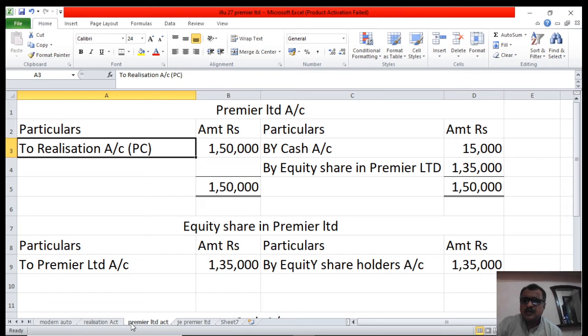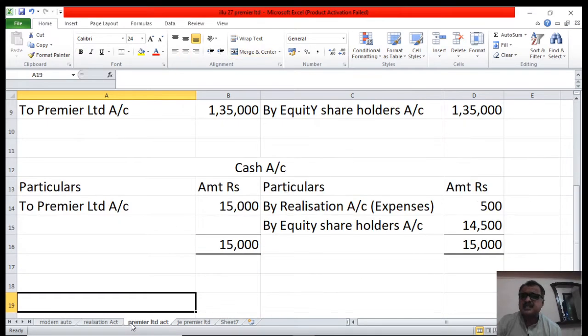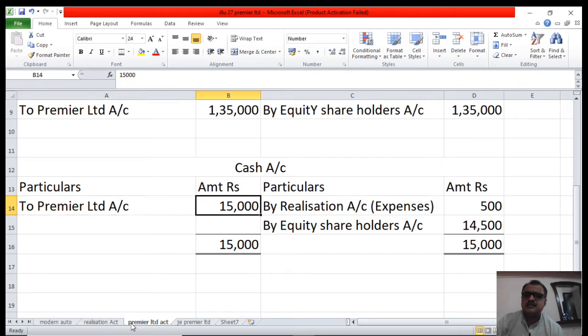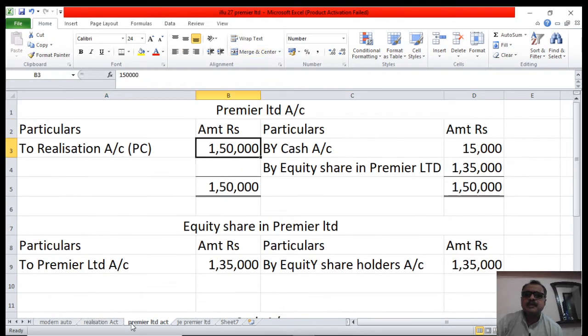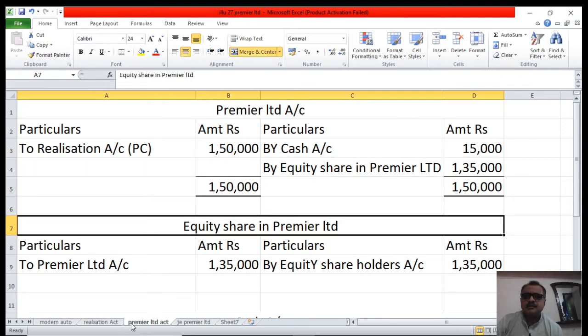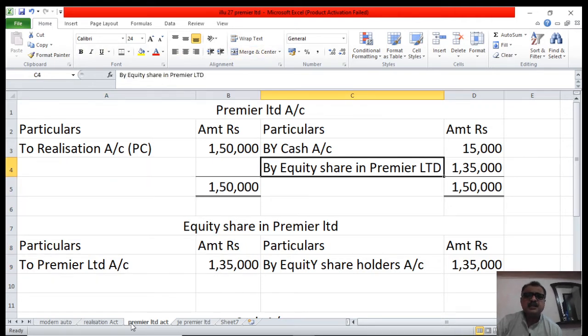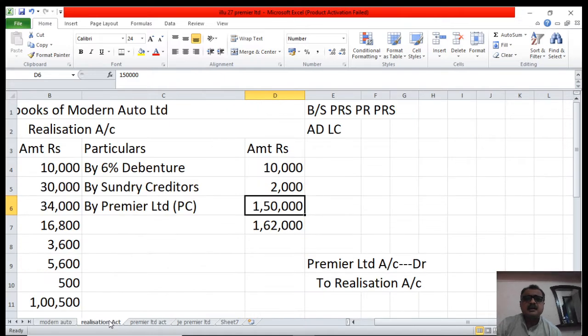Now we will do the posting of this. It is cash account debit. So first we will write in cash account debit side to Premier Limited. How much cash is given? We have to take it from the statement of purchase consideration. It is 15,000. So here it is to Premier Limited. So in Premier Limited we will write by cash 15,000. Then next is equity share in Premier Limited debit. So to Premier Limited 1,35,000. Here it is to Premier Limited. So by equity share in Premier Limited. So this completes my R, that is receiving purchase consideration.